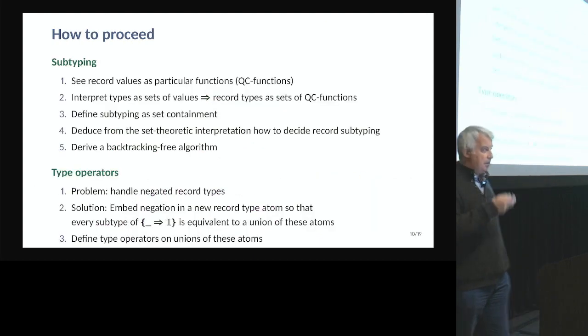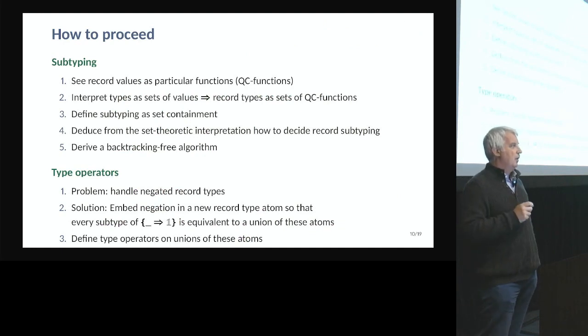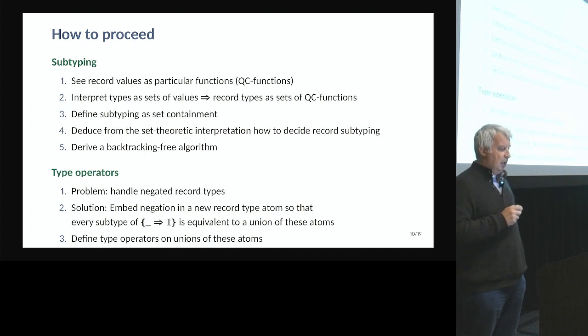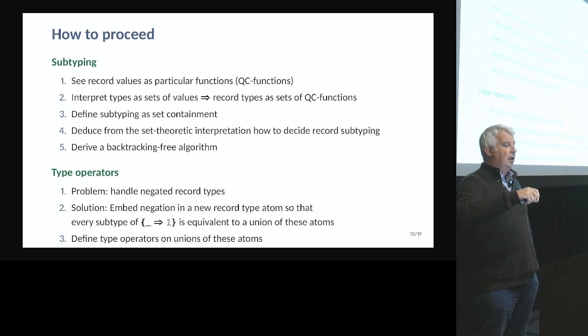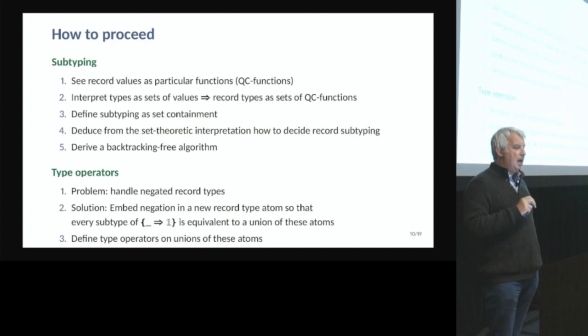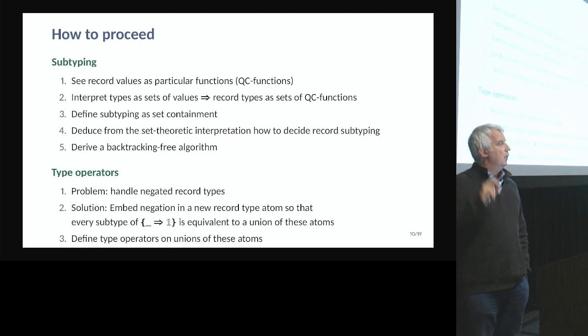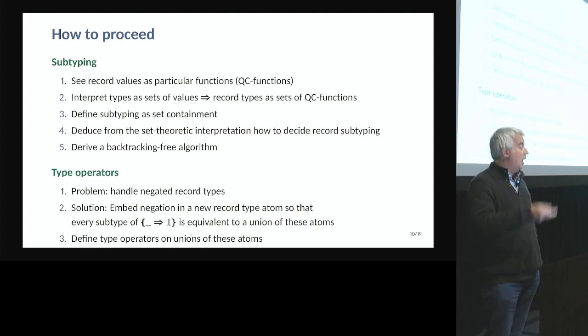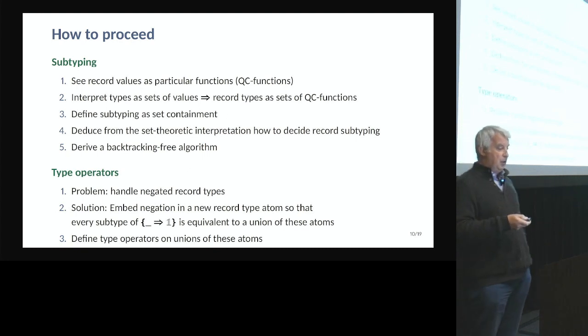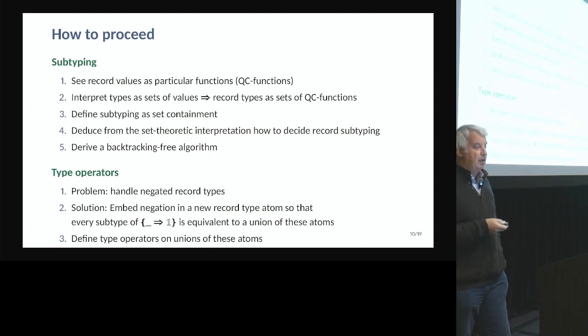Well, for subtyping, I will show you that our record values are particular functions called quasi-constant functions. I interpret types as sets of values, and therefore I interpret record types as sets of quasi-constant functions. Then I define subtyping: one type is smaller than the other if the set of values of one is smaller than the set of values of the other. In particular, I can use this interpretation to define how to decide record subtyping, and I will derive a backtracking-free algorithm.